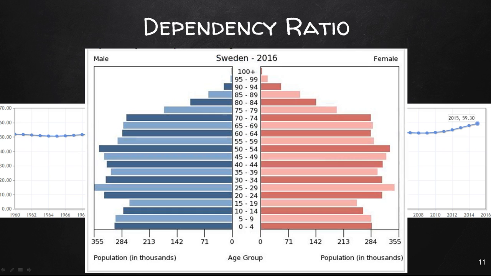And so here is what the population pyramid looks like in 2016 for Sweden. Note that this is in thousands and not millions like the United States. And again, we have a large portion of the people in the working age category here.